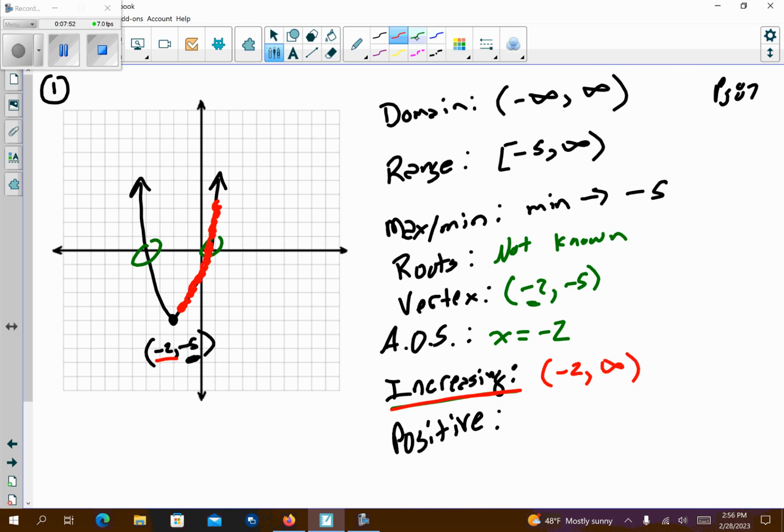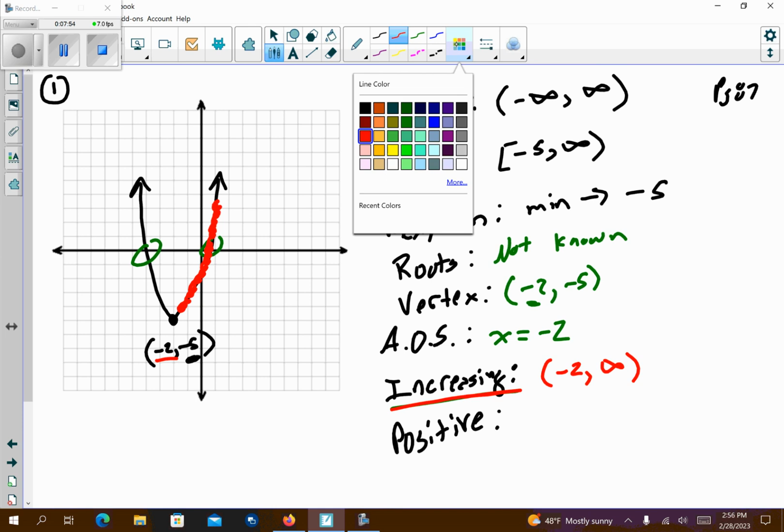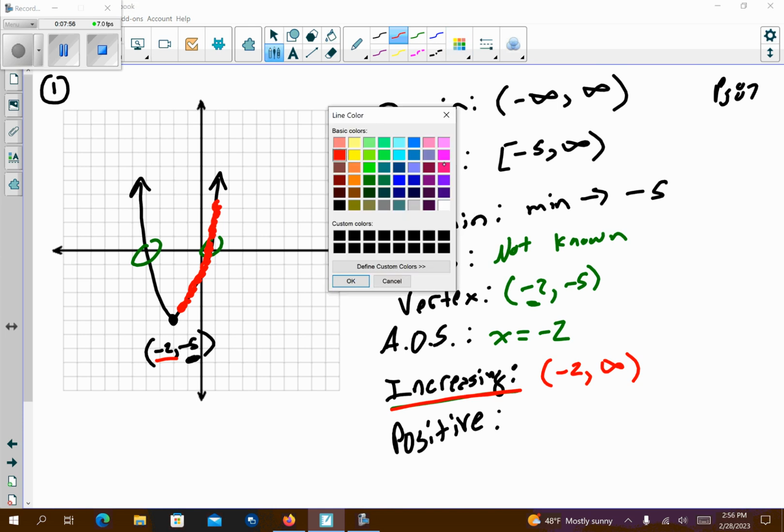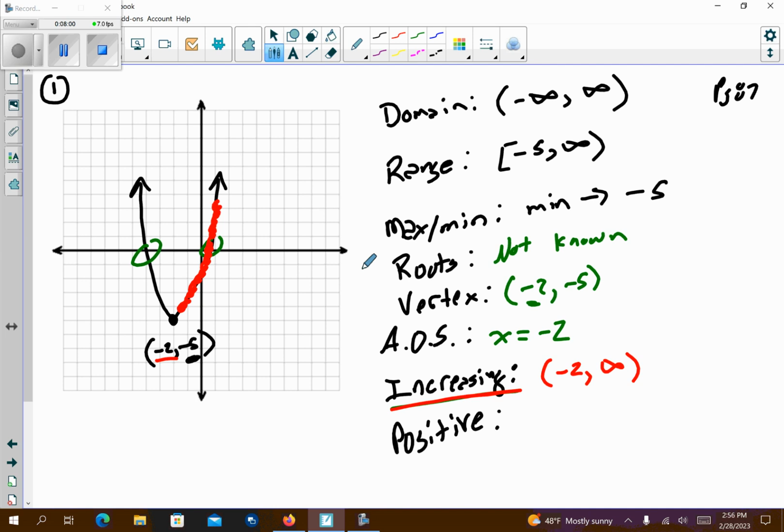And then we want to know where this thing is positive. So let's find a nice color. I think a nice pink would be nice. Okay, where is it positive? It's positive here. That means it's above the x-axis. And it's also positive here. Now the hard thing is, because we couldn't find the roots, we don't know exactly where. So we're just going to make our best guess.